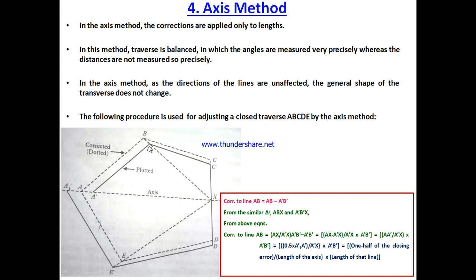We need to draw a line AB which is parallel to this side of the traverse A dash B dash, and we need to extend it in such a manner that when we draw a line from X to B dash, it will meet at a certain point. Let's name this point as B. So you got the point. What I am saying is that this is the error A dash A1 dash. We need to divide this A1 dash A dash equally. So I am getting A as the middle point.